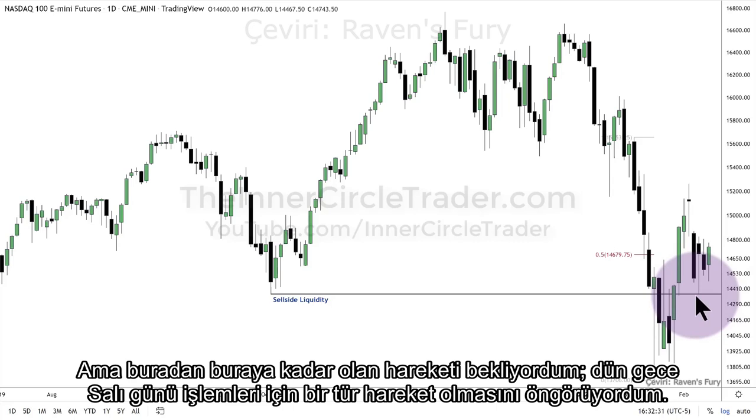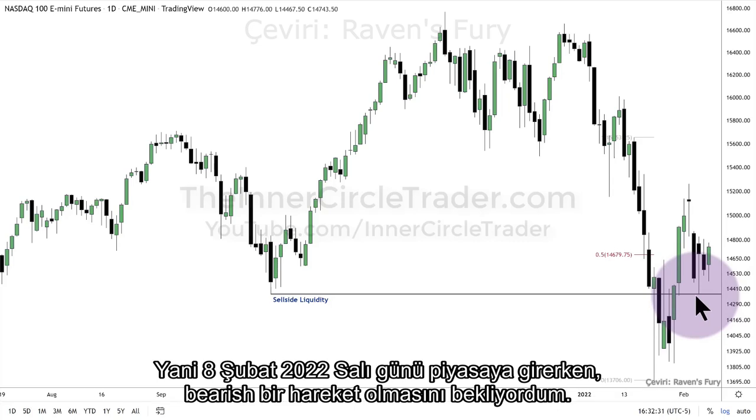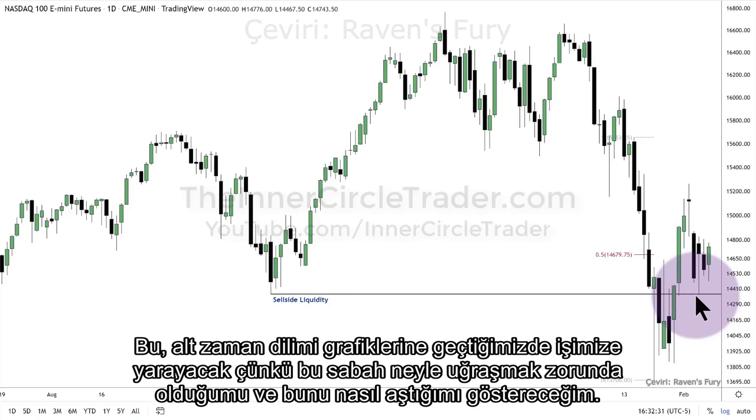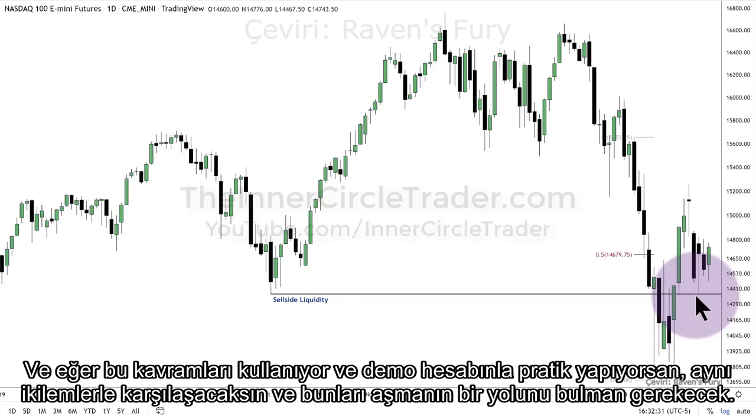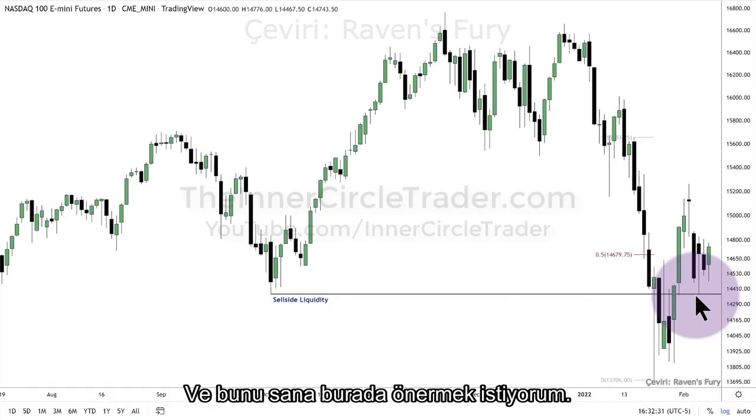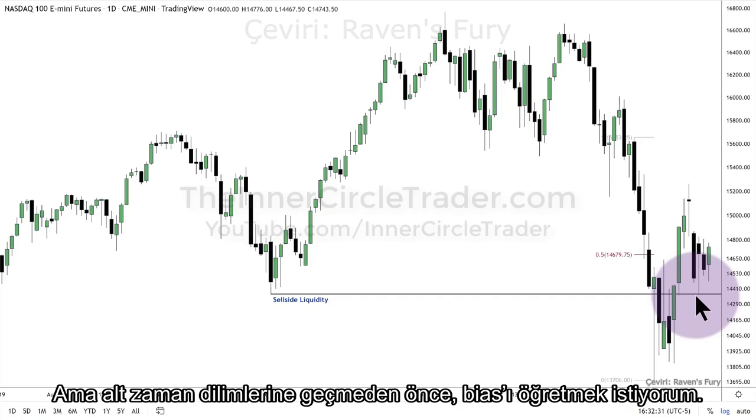Tuesday's trading. Okay, so Tuesday's trading, the 8th of February, 2022, going into the marketplace, I was anticipating something that would be bearish. That's going to be useful to us when we go into lower time frame charts, because I'm going to show you what I had to deal with this morning and how I had to overcome that. And this is something that if you're using these concepts and practice with your demo account, you're going to have these same conundrums, and you have to find a way to overcome them, and I'm just going to suggest this to you here. But before we go into the lower time frames, I want to teach bias, okay?